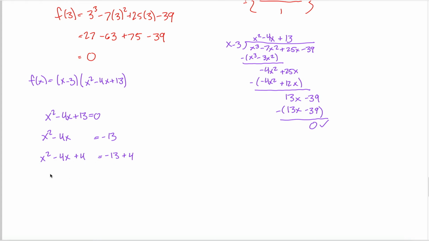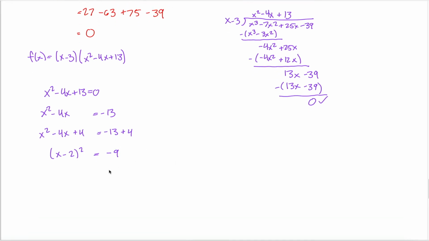What I now have is a perfect square on this side of the equation. So I get x minus 2 squared is equal to negative 9, the sum of the negative 13 and the positive 4. And now I can solve this equation. Take the square root of both sides of the equation, making sure you put in the plus or minus. I get x minus 2 equals plus or minus the square root of negative 9.